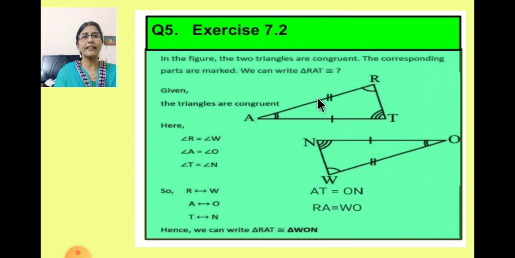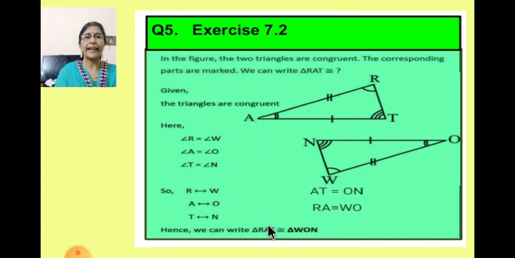You can see here this is the vertex R which is corresponding to W. So R corresponds to W. Similarly, this is point A which is corresponding to O. So A corresponds to O and T corresponds to N. This way you will write down the corresponding vertices.